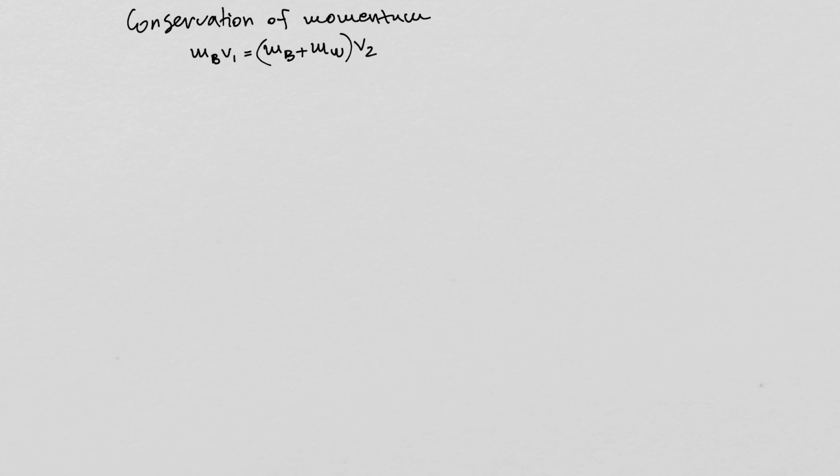So from here, the velocity of the bullet will be simply equal to the mass of the bullet plus the mass of the wooden block times v2 divided by the mass of the bullet. Now there is a problem here, and that is we do not know v2. So we need to find that. Well, to find v2, we are going to use conservation of energy.